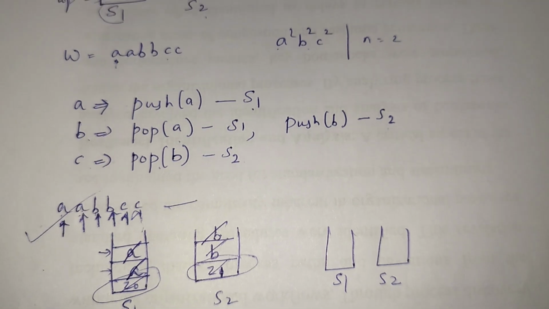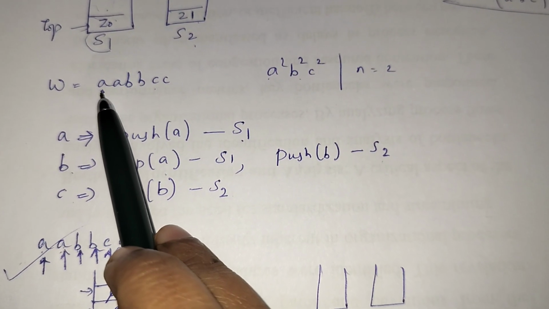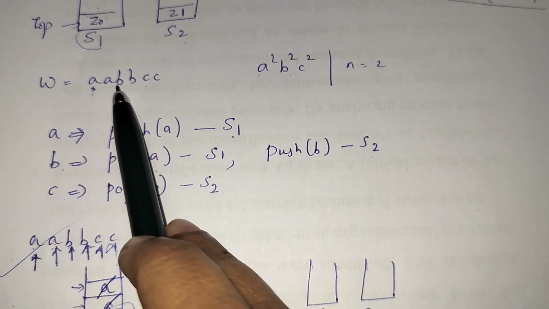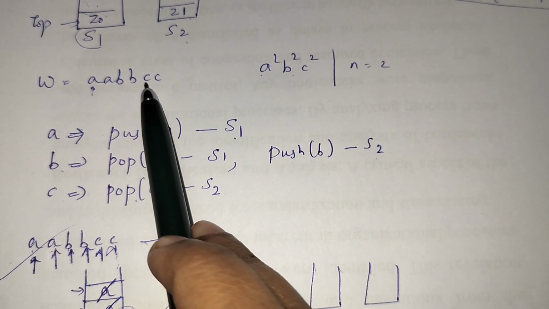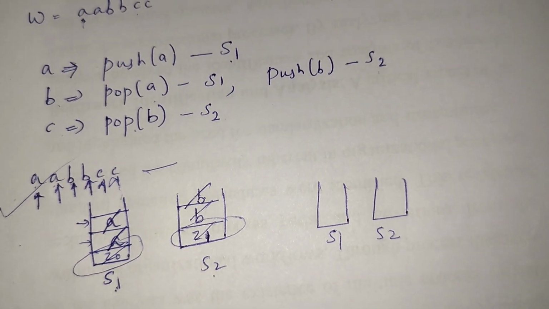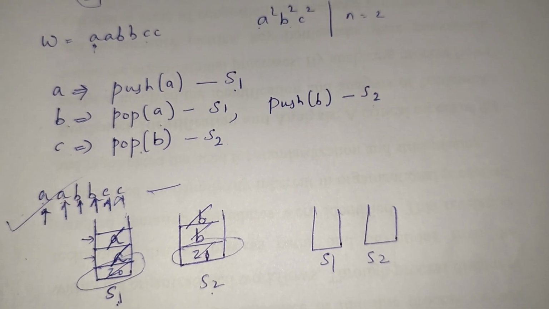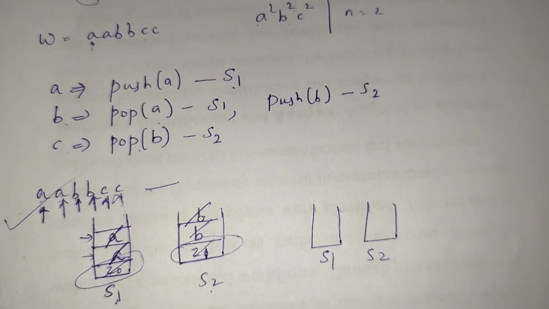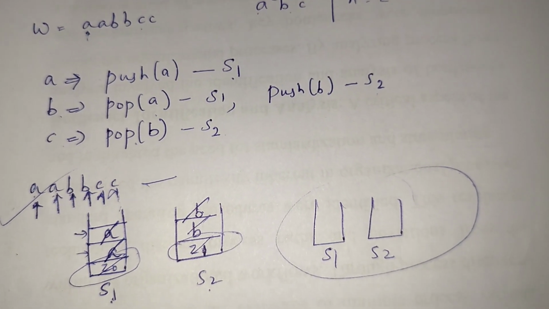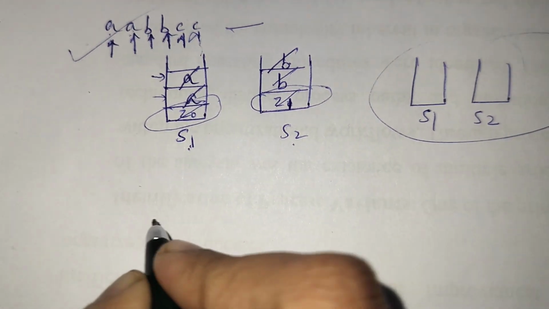So the only logic is whenever seeing A, we need to push A to the first stack. Whenever seeing B, we need to pop A from the first stack and push B to the second stack. Whenever seeing C, pop B from the second stack. So this is the logic. This is how a 2 PDA works for this particular input string. This string is accepted by the 2 PDA because we got the empty stacks. Understood?